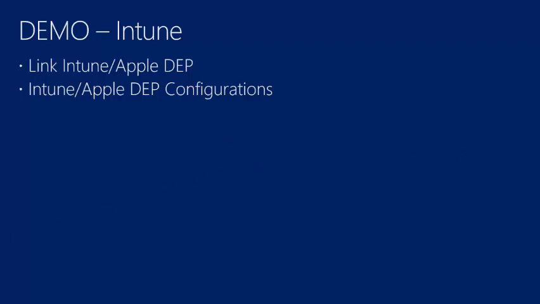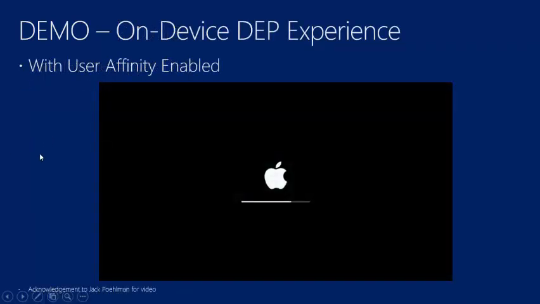Now, as I mentioned, I don't have a real DEP device that I can actually show you getting enrolled, but I do want to show you the enrollment process. So this is a video that one of my peers recorded that shows the DEP enrollment process with user affinity enabled. The other challenge is that even if I had a DEP-enabled device, I would probably struggle to show you the screen live, because this is a device that isn't even to the home screen yet. It hasn't even been set up.